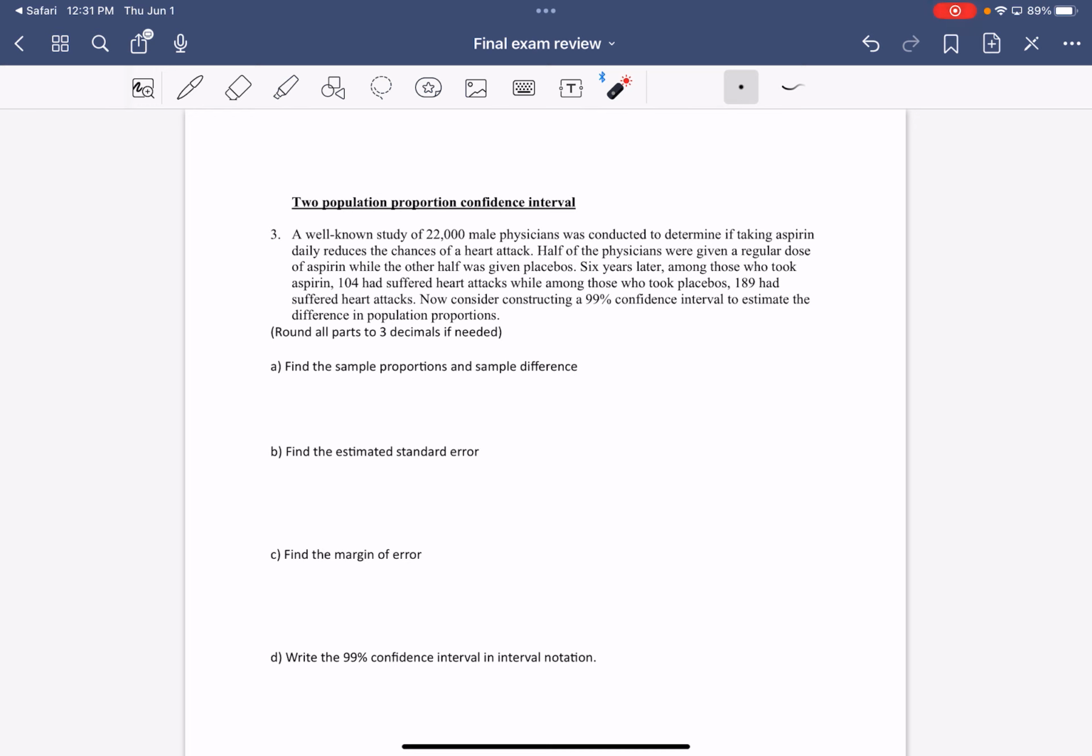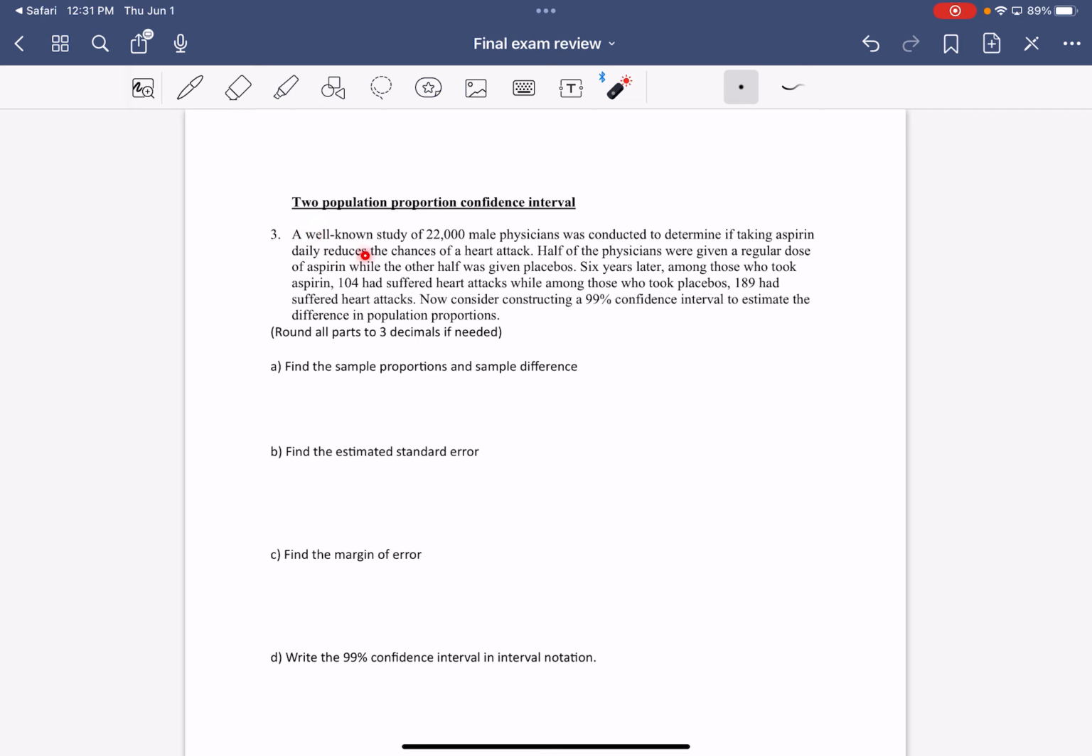So, number 3. Oh, I have a question. Yeah. So, there for sure won't be any confidence intervals for single populations? No. Good to know.